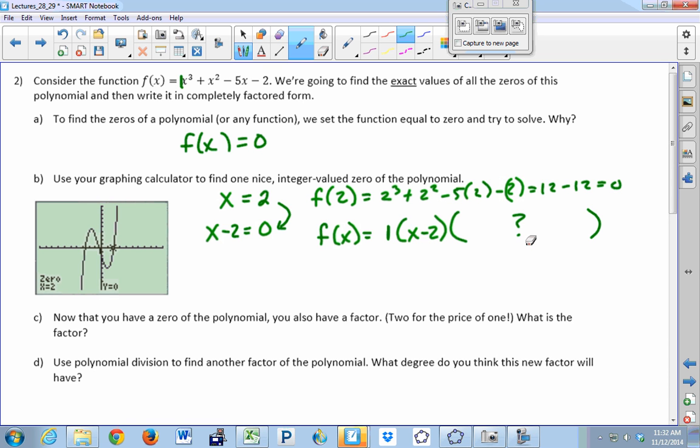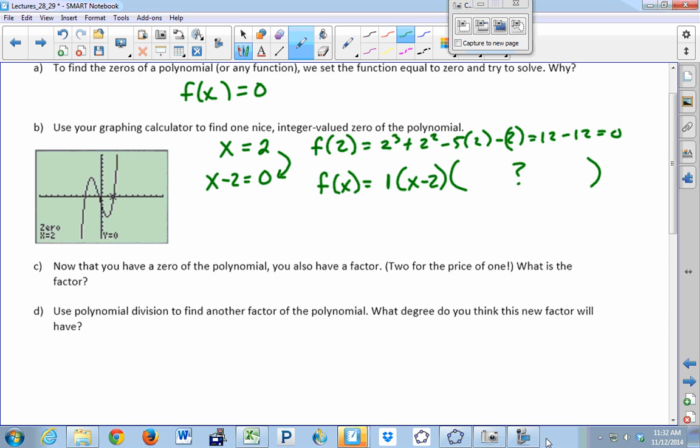And this factor inside has to have degree 2, because when I multiply x times x squared, that's how I'll get an x to the third. How am I going to get this factor inside? What do I got to do? Katie? Divide our original polynomial by its factor. So let's do that. We got to use long division.